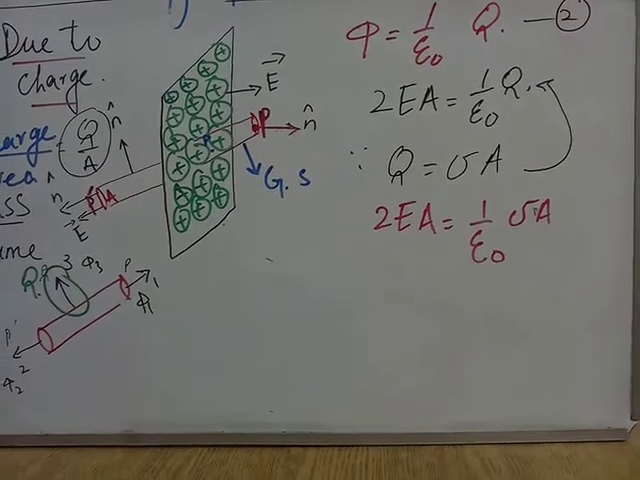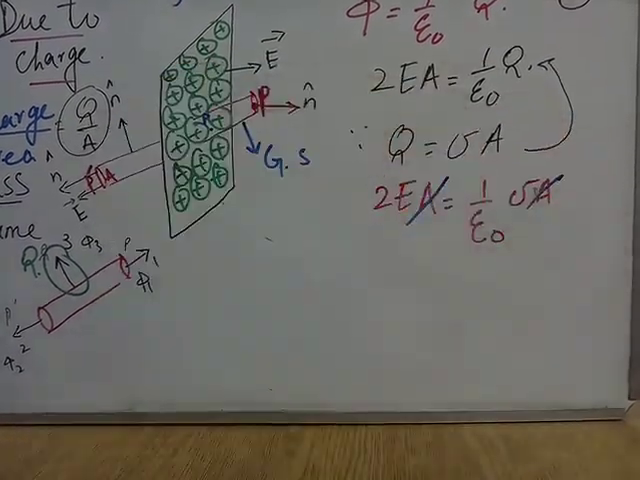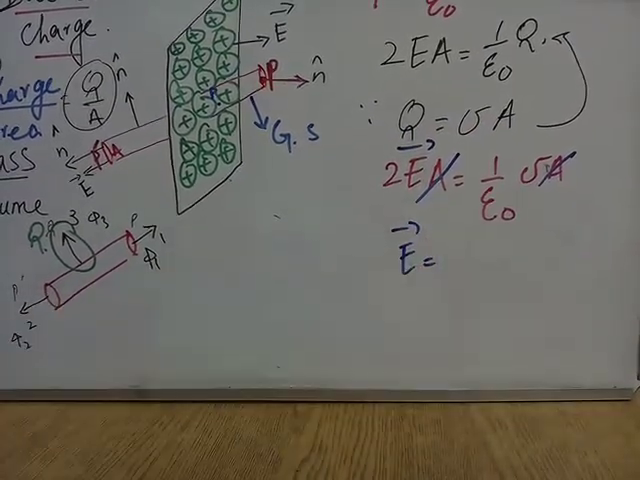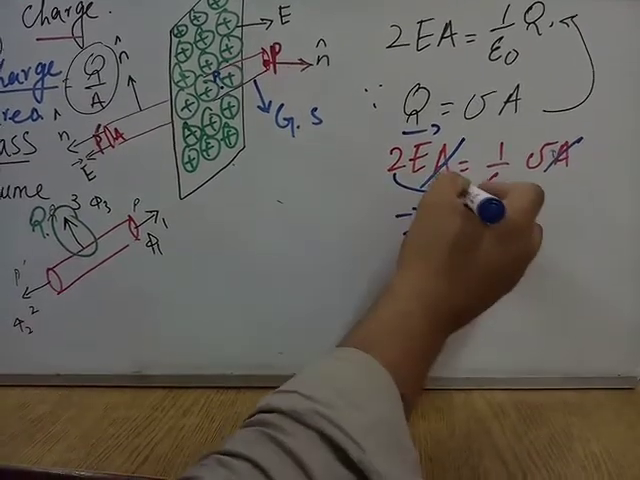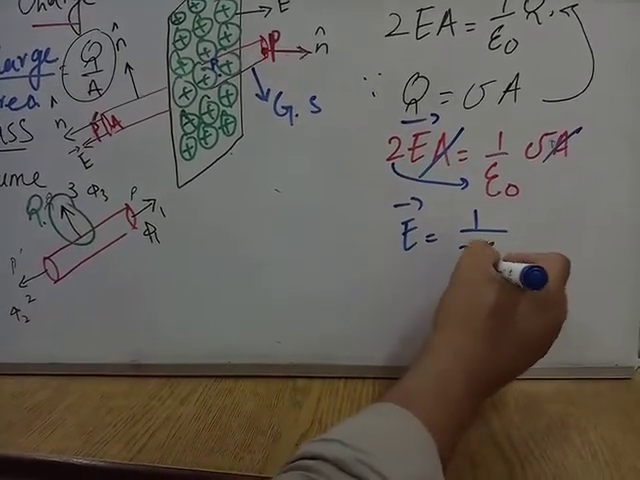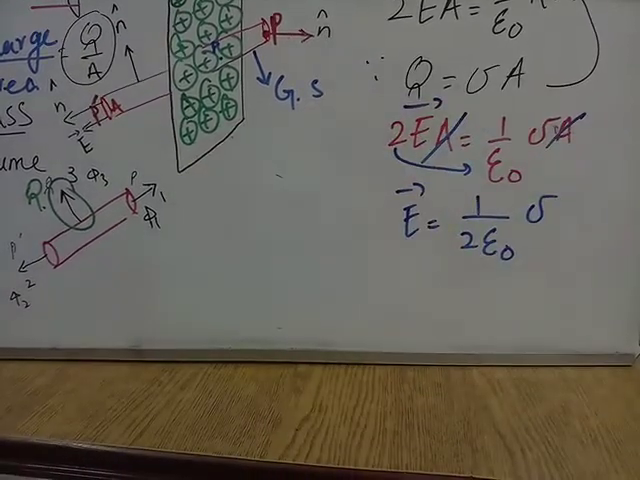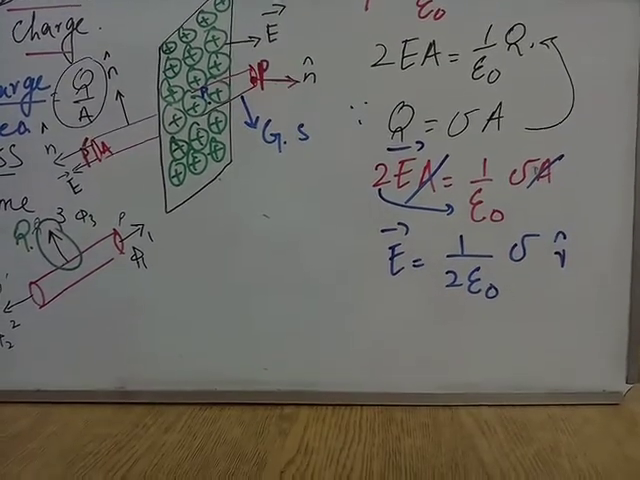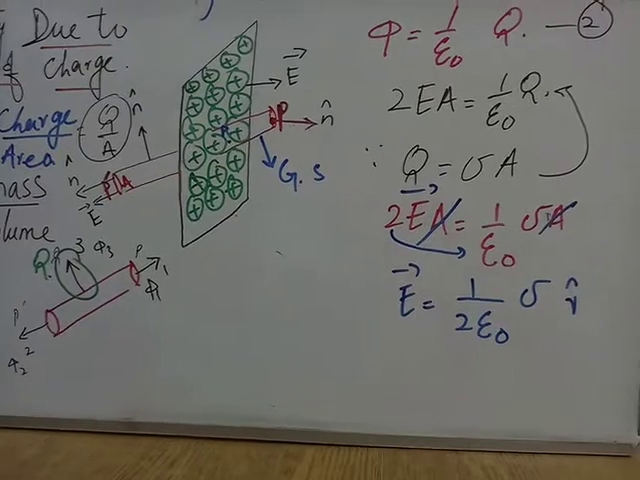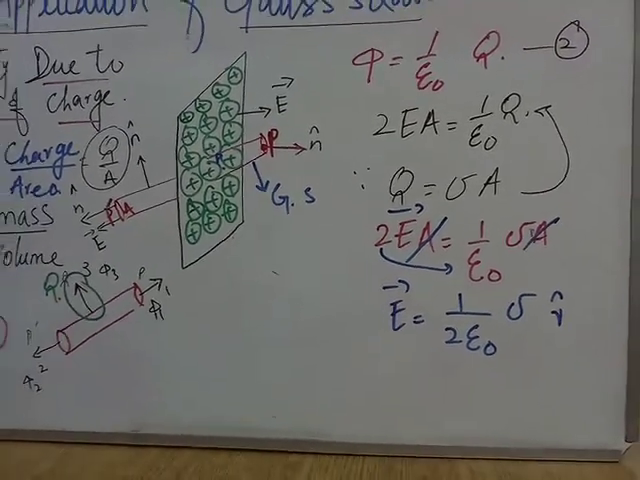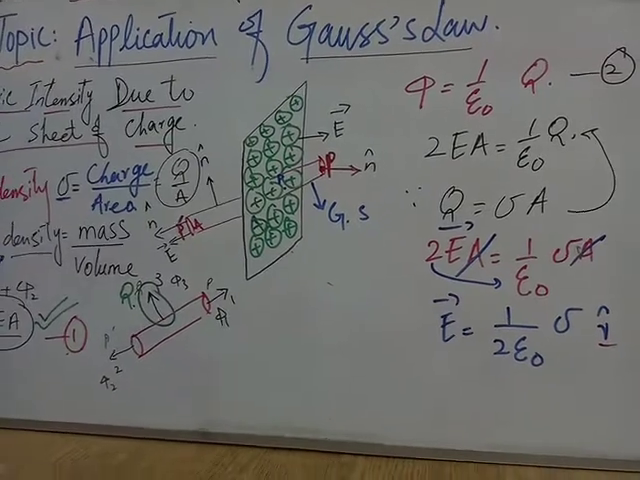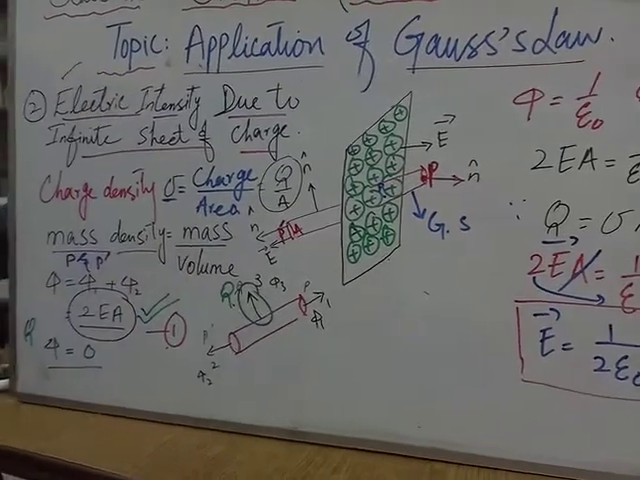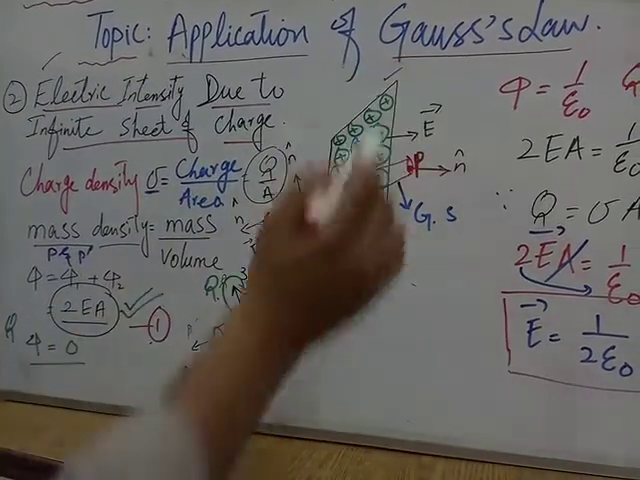By mathematical rule, the area cancels with the area, and we get the electric intensity E equal to sigma over 2 epsilon naught. In vector form, we place R hat there, which means R hat is the unit vector. So this is the expression for the electric intensity due to an infinite sheet of charges.